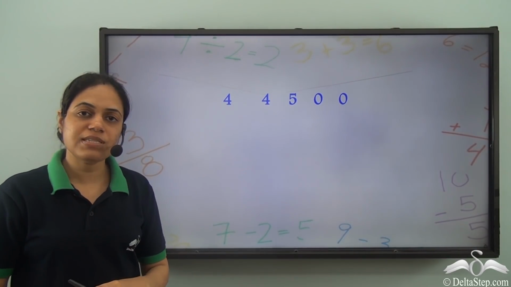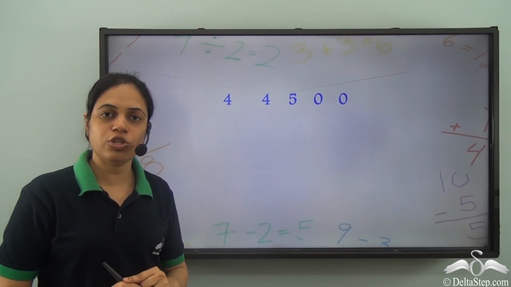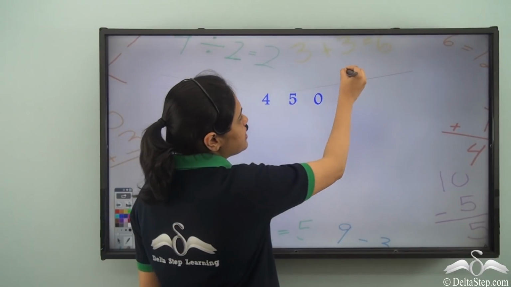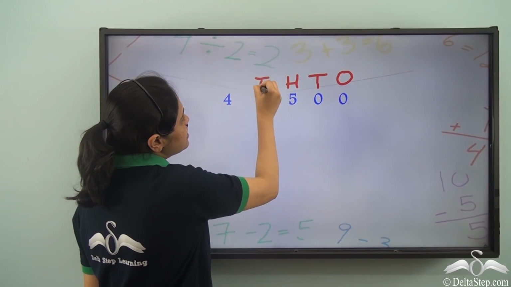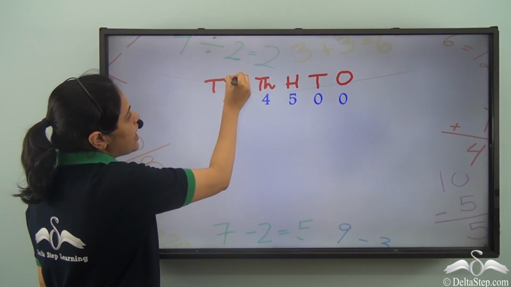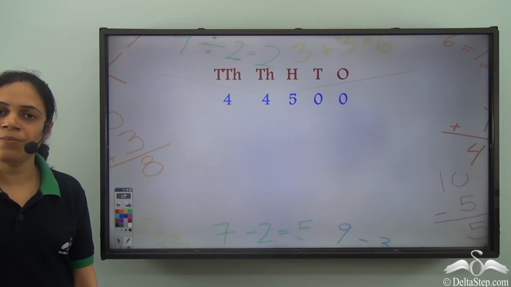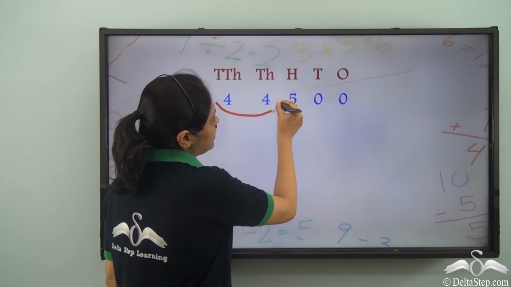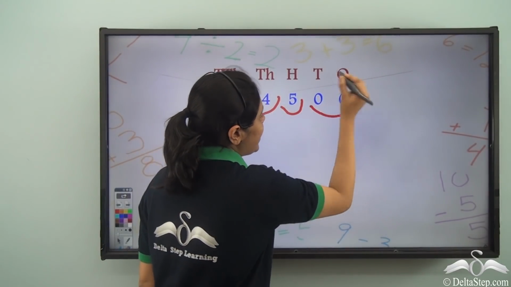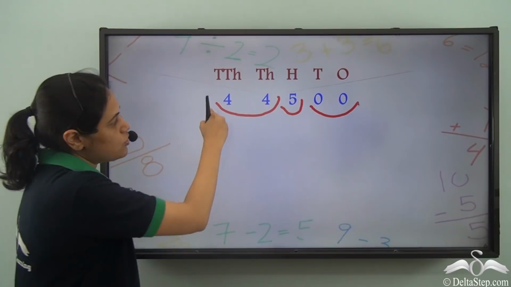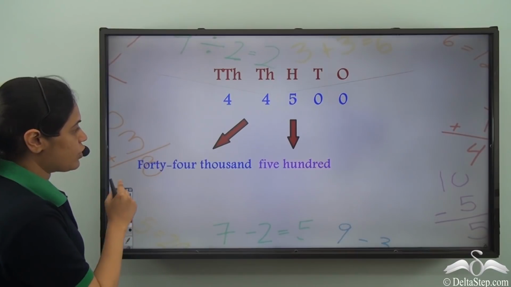Now what is the number name of this number? So I see that the places are no longer written on the top. But I know that this is the ones place, this is the tens place, this is the hundreds place, this is the thousands place, and this is the 10,000s place. So this is what it is. Now I take the thousands and 10,000s place together, hundreds place, and tens and ones place together. So this gives me 4 and 4 together make 44,000.